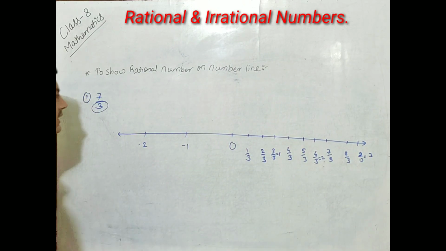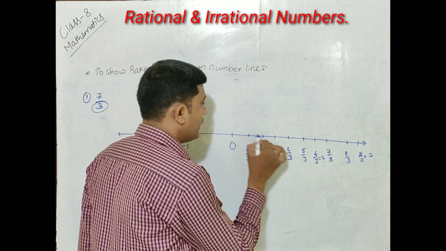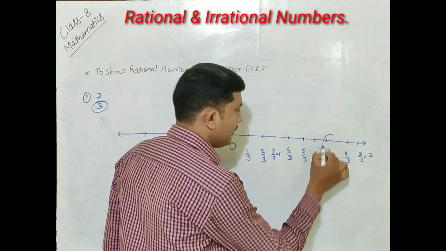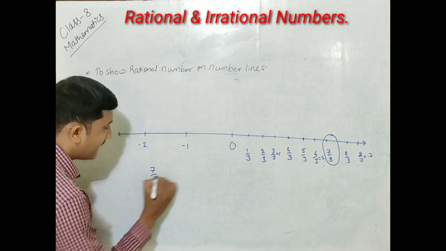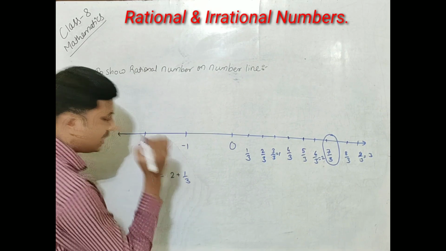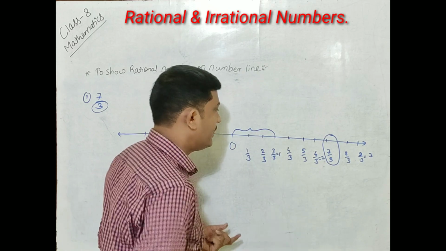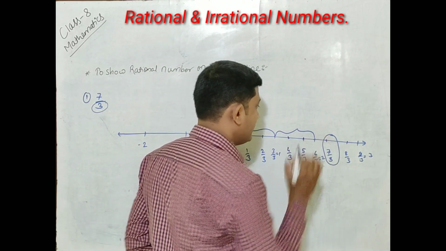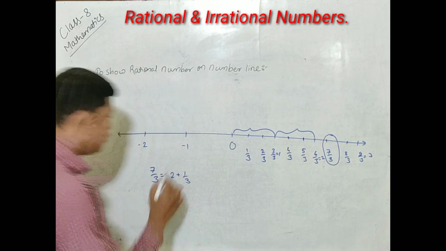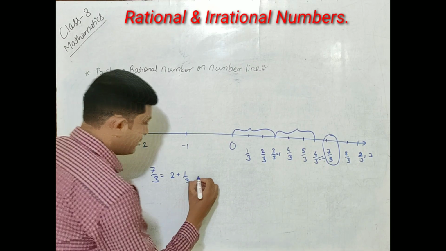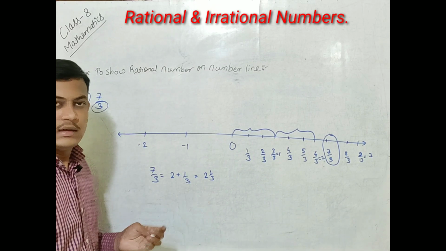Now we have to represent the 7, means what? 7th point after the 0, from 0, that is 1, 2, 3, 4, 5, 6, 7, which comes 7 upon 3. Or simply we can write 7 upon 3 can also be given as 2 plus 1 upon 3, means here complete 2 units, 1 unit, second unit, and this 1/3 part, means what? Complete 2 units and 1/3, means 2 plus 1 upon 3, or simply in mixed fraction we can say that 2 1 upon 3. Both the cases are right.